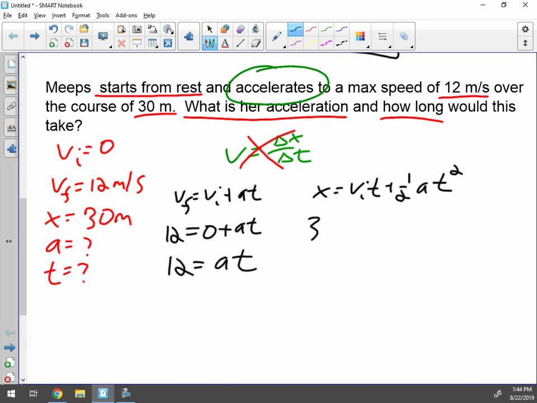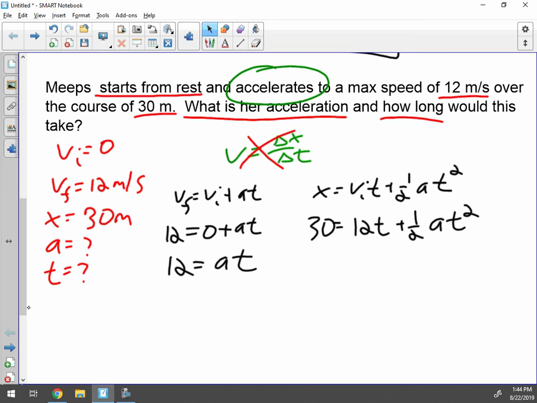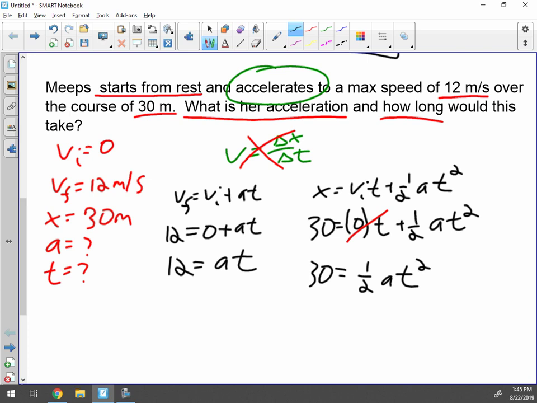On this side, I have 30 equals 12t plus 1/2 at squared, and that's actually not true because my VI is 0. So I actually have 0 times t. So 0 times t, of course, is just 0. So I have 30 equals 1/2 at squared, and I'm stuck.